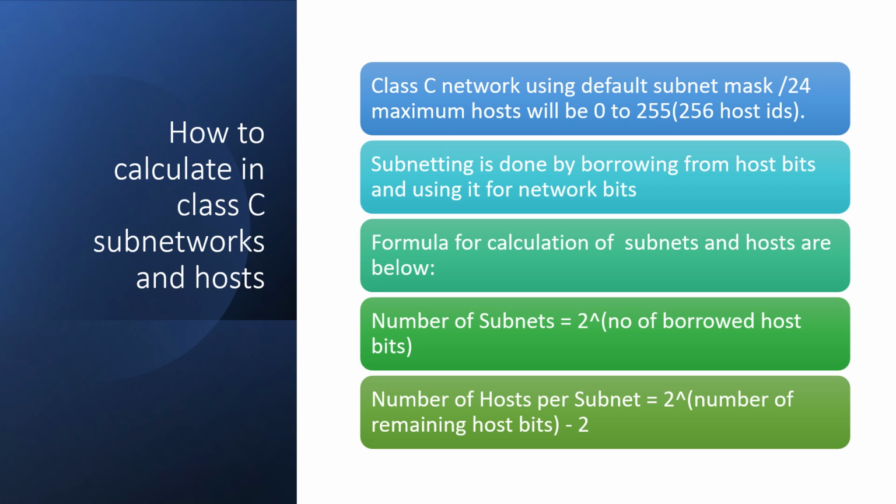Subnetting is done by borrowing from host bits and using them as network bits. The formulas for calculating subnets and hosts are below. The number of subnets is 2 raised to the power of the number of borrowed host bits. The number of hosts per subnet is 2 raised to the power of the number of remaining host bits, minus 2.